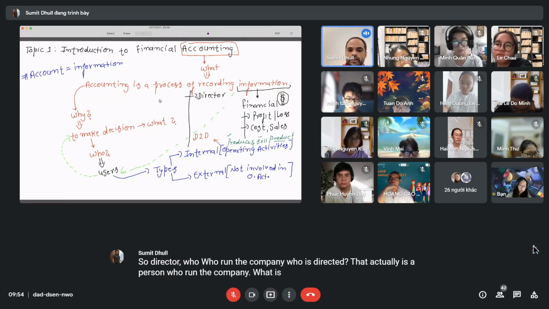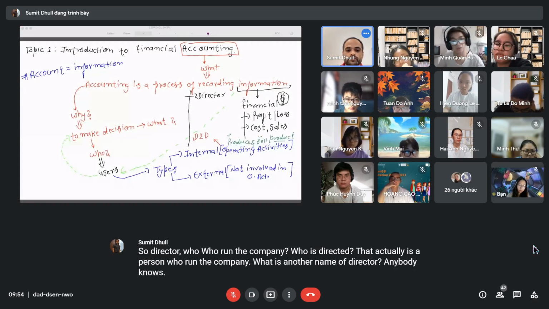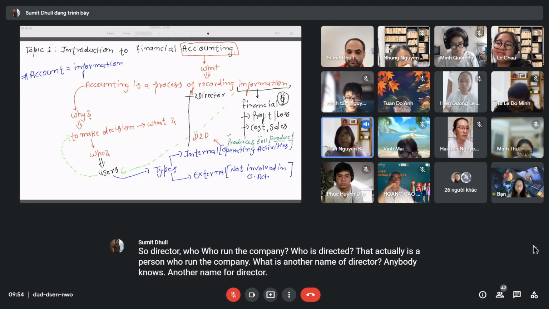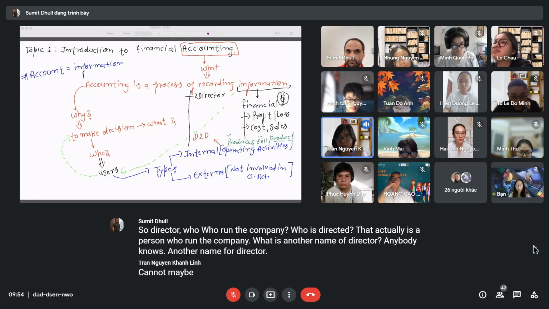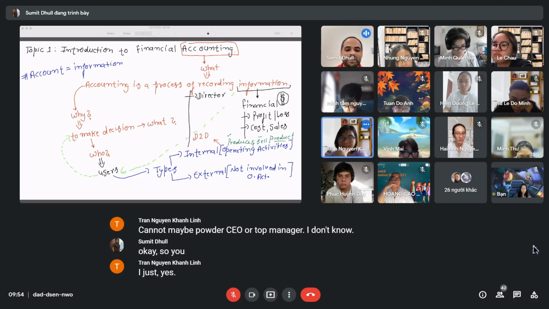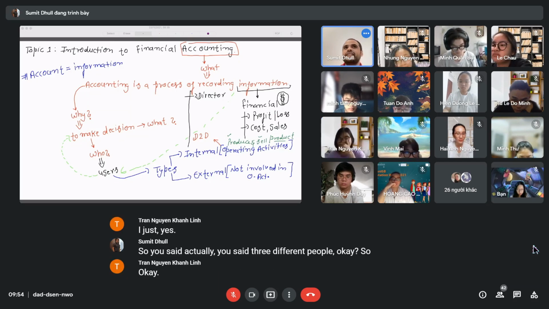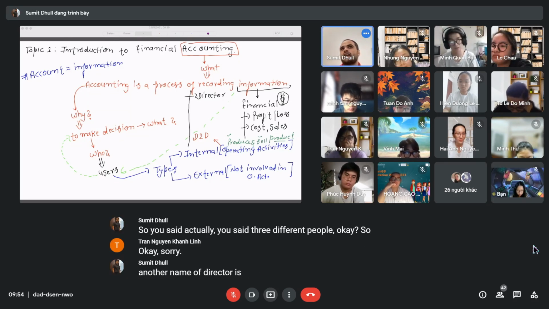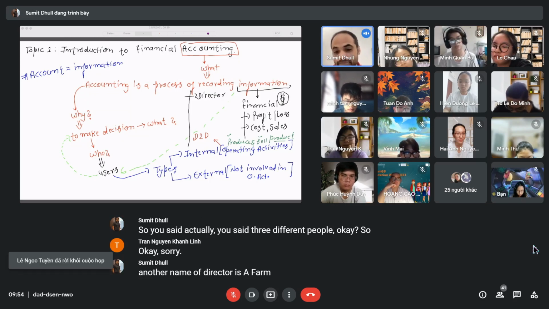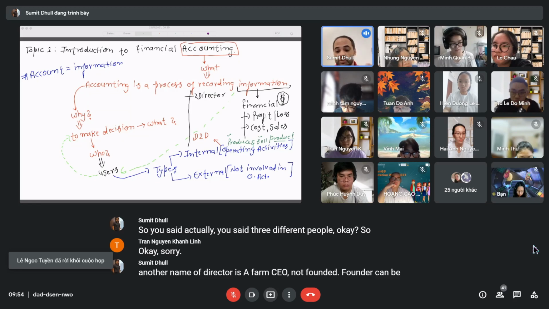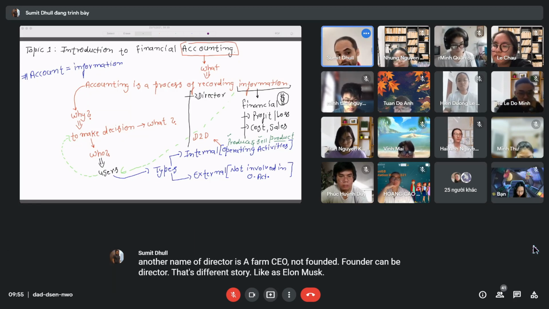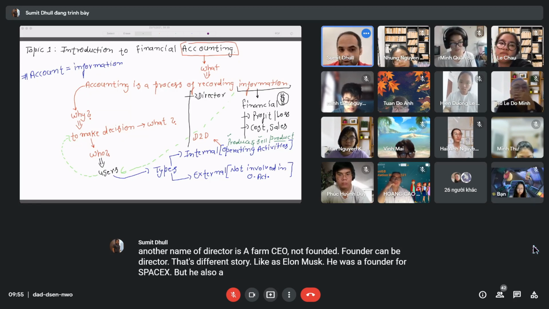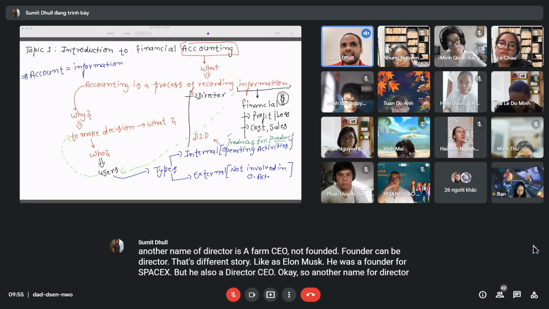What is another name of director? Anybody knows? Another name for director? Maybe founder, CEO, or top manager? Okay, so you said actually three different people. So another name of director is CEO, not founder. Founder can be director. That's a different story, like Elon Musk. He was a founder of SpaceX, but he is also a director, CEO. Okay, so another name for director is a CEO.